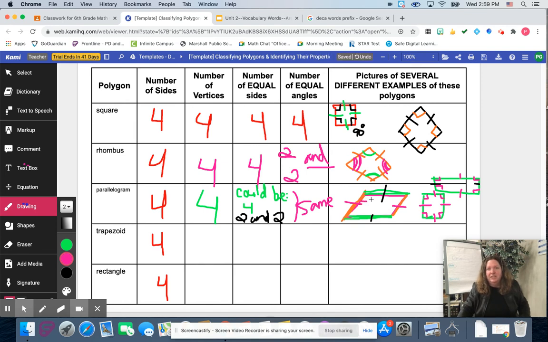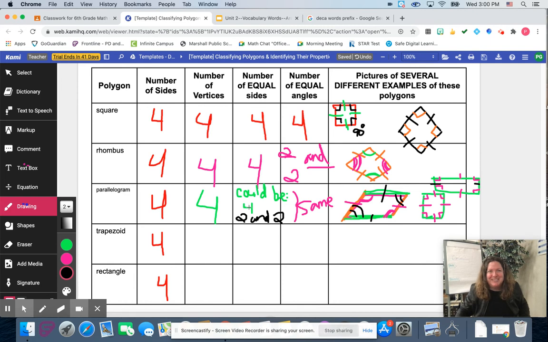Oh, this angle right here matches this angle right there. There's 1 set that are the same. So there's 2 angles that are the same. But this is a different angle. So this one, we're going to put two little of these circle lines like that. That's a different angle, and this one matches it. So there's 2 and 2.